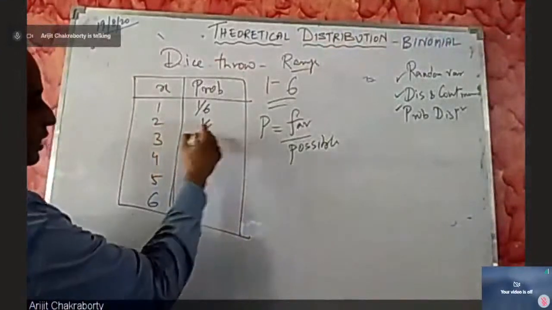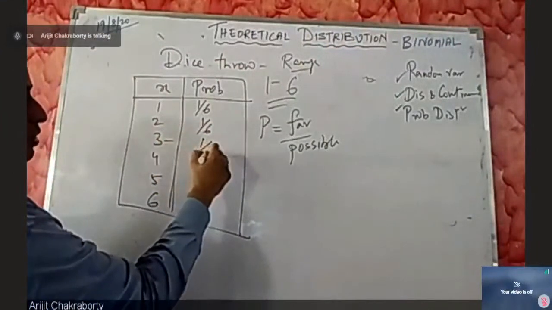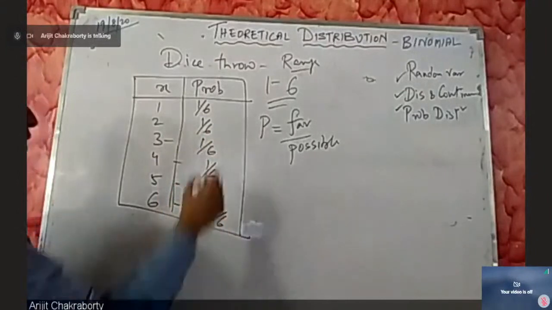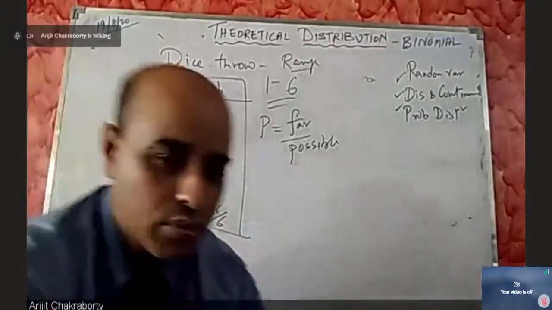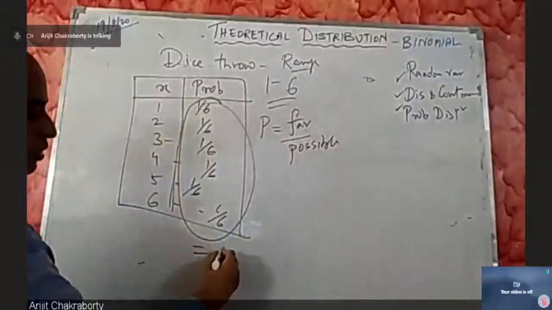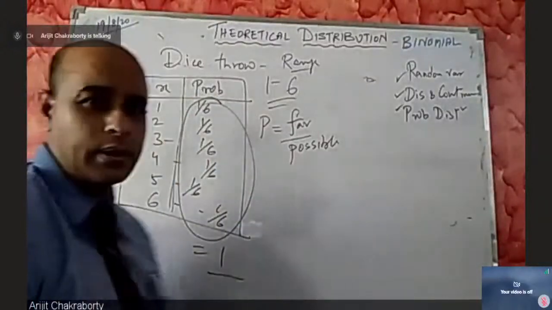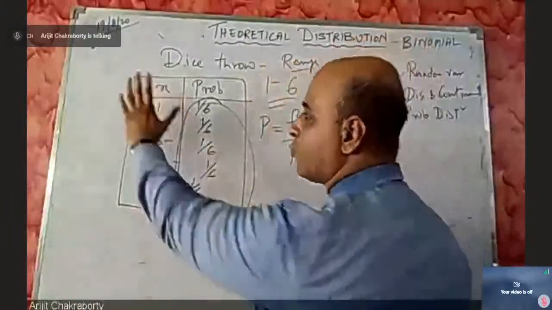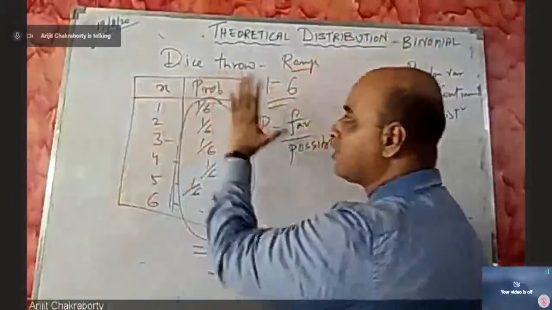Probability of 2 is 1 by 6. Probability of 3 is also 1 by 6. 4 is 1 by 6. 5 is 1 by 6. 6 is 1 by 6. The total probability, if you see, the total has to be equal to 1. Okay? So probability distribution shows you the values, the probabilities and the total probability.